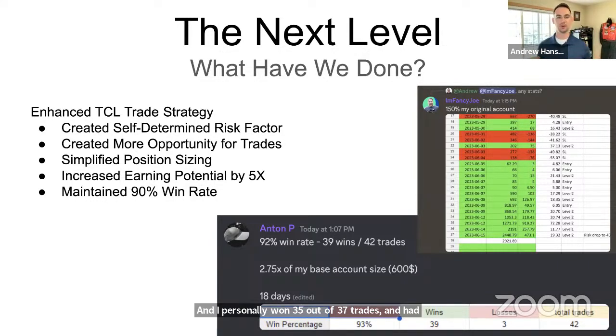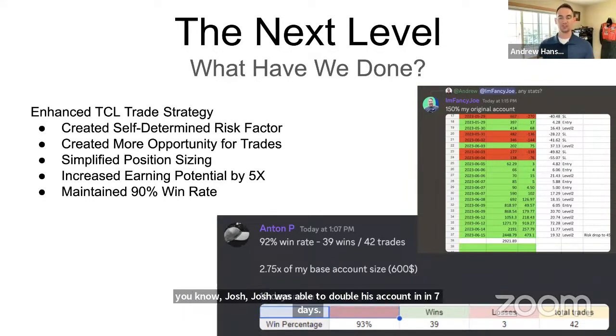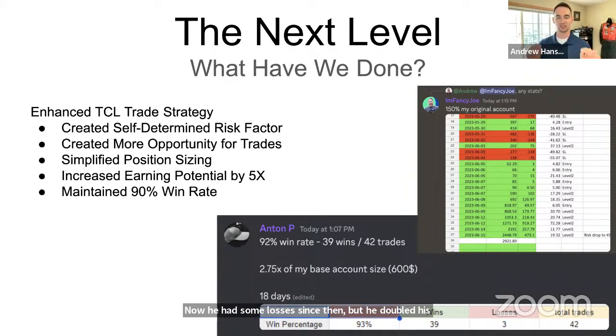So I was like, okay, cool. Then we worked on infrastructure to be able to do it and to teach it. And then we taught the moderators. The moderators are currently trading this live with real money. They've been trained, they're trading it. And Josh was able to double his account in 7 days. Now he had some losses since then, but he doubled his account in 7 days. We got Fancy Joe over. These screenshots are from today, you guys. I just asked them before the meeting, I said, hey Joe, any stats? Anton, what are your stats currently?